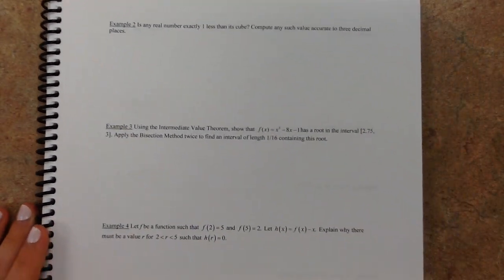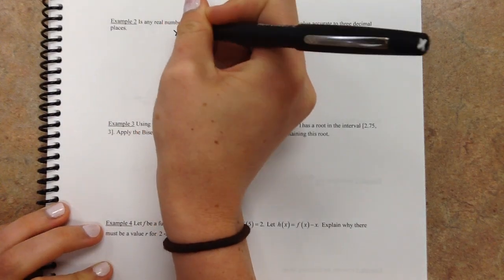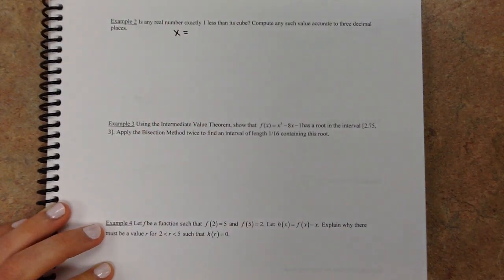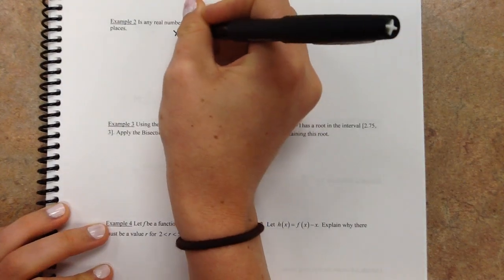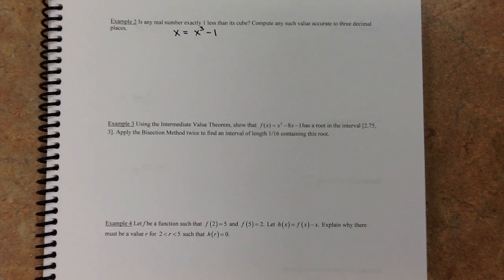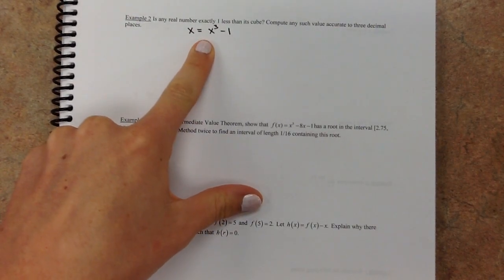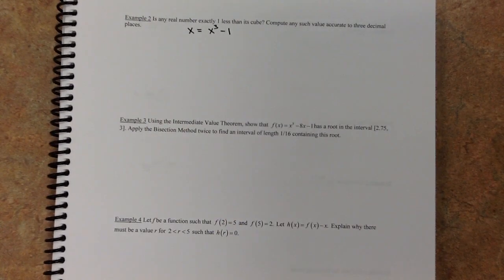Okay, let's look at another example. Example 2. This one is a little bit different. We don't have a table in front of us. It says, is there any real number that's exactly 1 less than its cube? So what we're going to do is set up a little equation. It's any real number, so we could just use an x. Is it exactly, which means you want to set it equal, 1 less than its cube. So here's its cube, and then there's 1 less than its cube. The way that question is stated, you're just trying to see if there's a solution to this equation right here. And then it says compute any such value accurate to 3 decimal places.